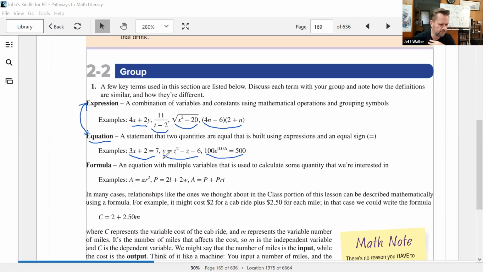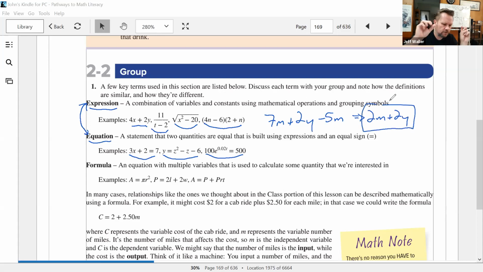So there might be some things about being careful. Are you working with an expression? If it's an expression, I can maybe simplify it. So if I had this expression here, can I simplify this expression? What can I do? 7m minus 5m, that's 2m. I can put those together, and that's as far as I can go. I cannot get answers for the m and the y because I don't have enough information.